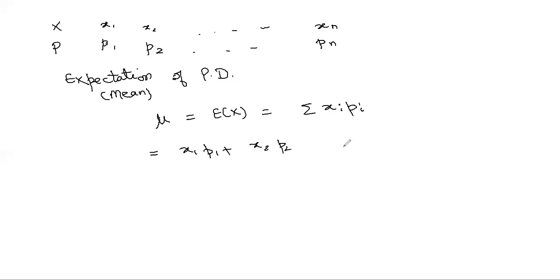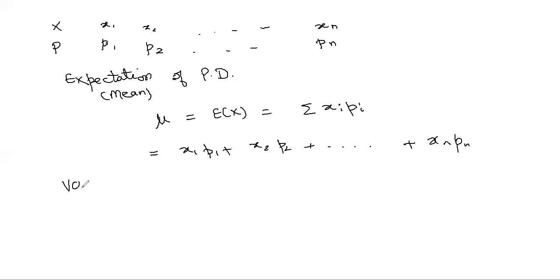Expectation of a probability distribution, and the expectation is also known as the mean. So mu, which is the mean, or the expectation E(x), is actually the sum of the product of the random variable with the corresponding probability. So all in all, you can say that it should be equal to x1 p1 plus x2 p2 and so on until xn pn. So this is the expectation or mean of the probability distribution.